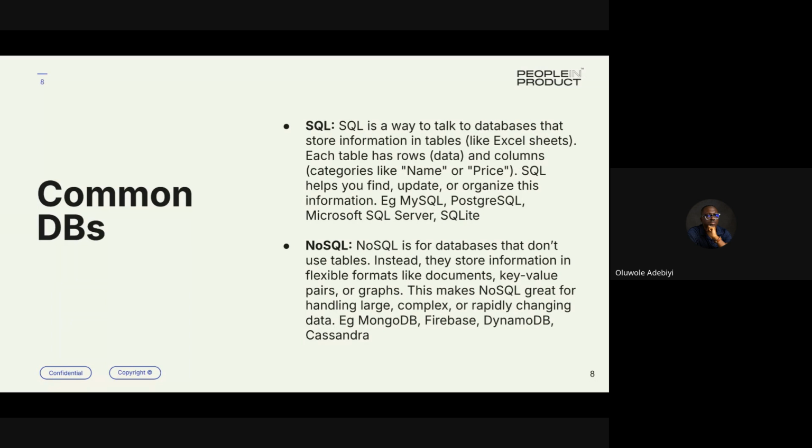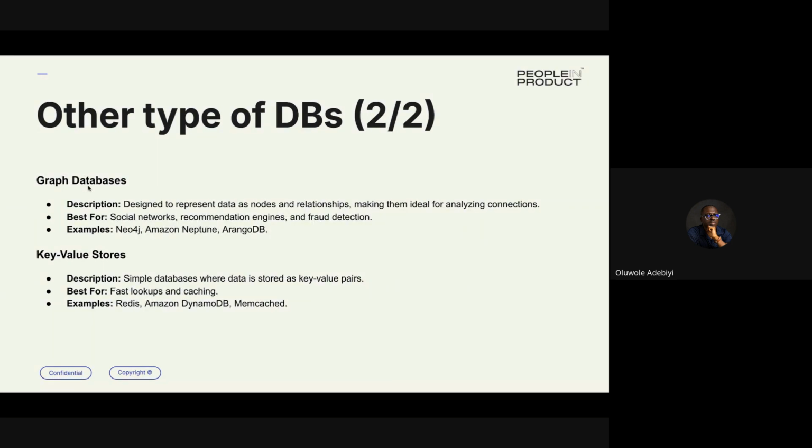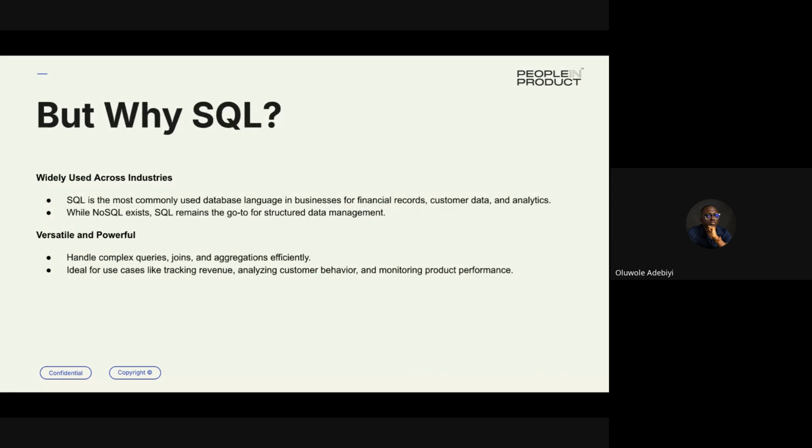Like I mentioned, these are not the only databases that we have. There are other types of DB, like NewSQL databases, which combine the capability of NoSQL databases and the properties of SQL databases. We have time series databases, graph databases, and key-value stores. These are not really common. These are used probably to improve performance in applications, but as a PM, you might not really need any of this. It's just to know that there are other types of databases apart from SQL and NoSQL.